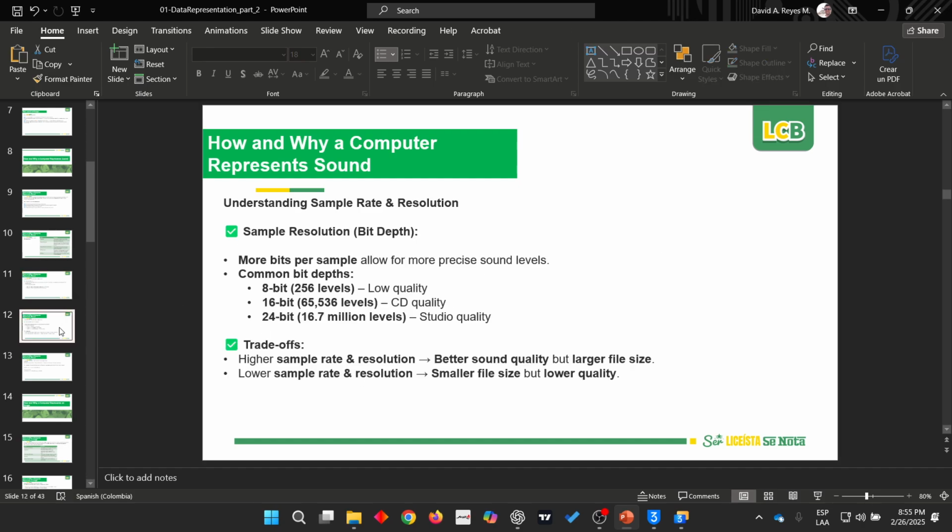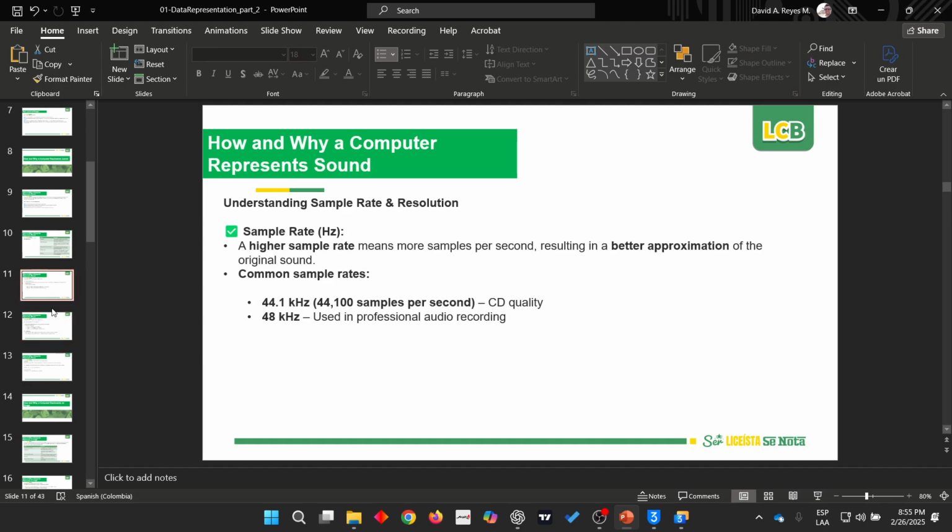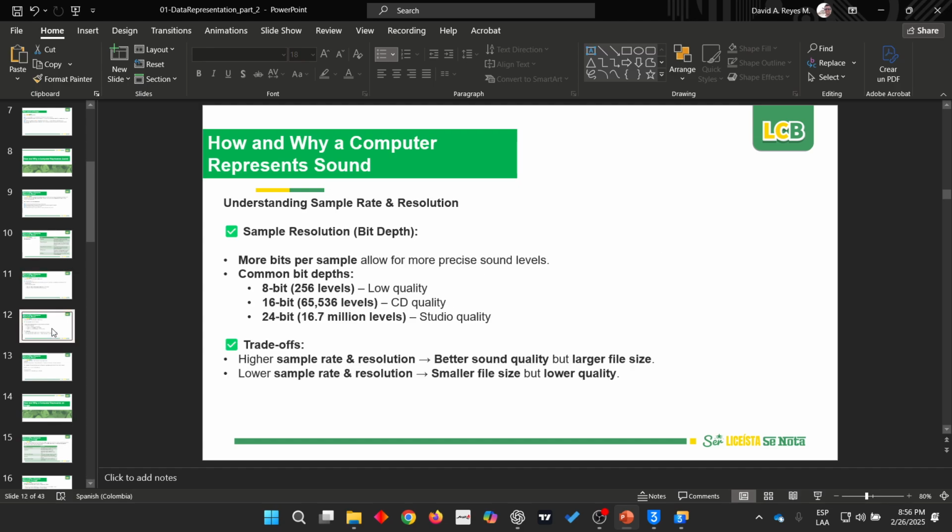Now, when we are talking about sample resolution, remember, more bits per sample. Samples are the pictures that we take in a stop motion. Now, here we are talking about the bits. So the more bits you are using in a sample, the more precise the sound levels are going to be.